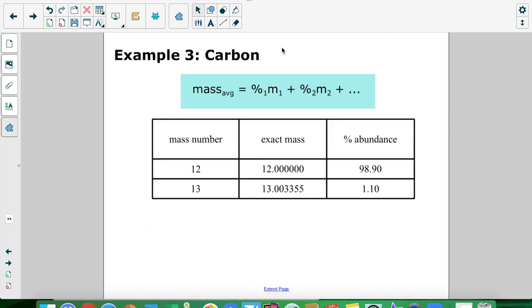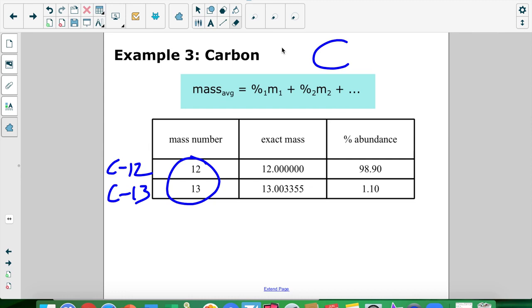Let's do another example. Very famous, carbon. Carbon has two isotopes. They're called carbon 12 and carbon 13. This is a different notation that we use for isotopes that is perfectly valid as well. So if I had to find the average mass of the isotopes of carbon altogether in nature, what do I do?